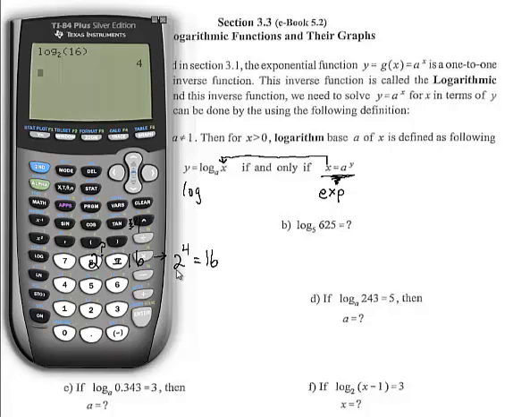We get 4. Some calculators don't work exactly the same way, so we're going to teach you a different way to calculate this with the change of base formula in a following section.